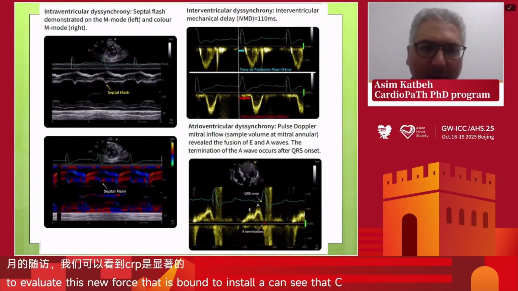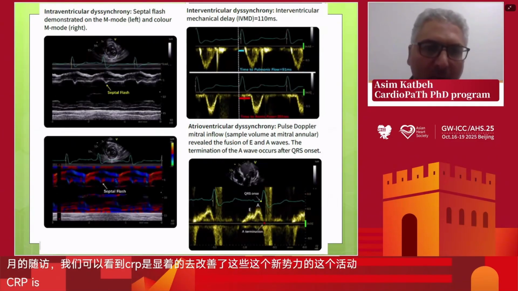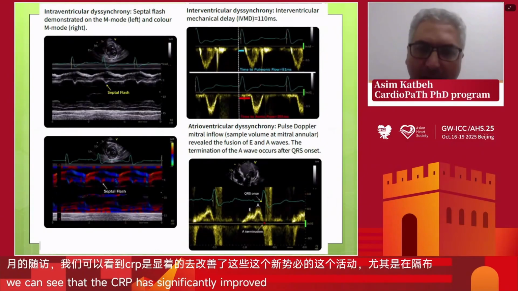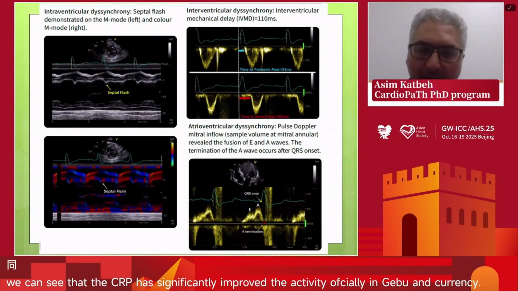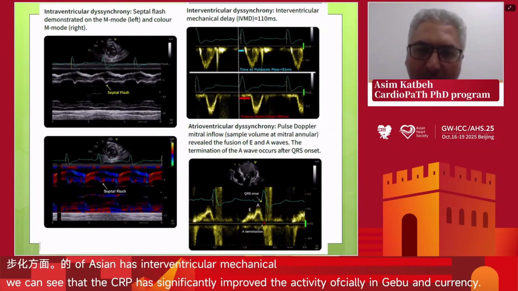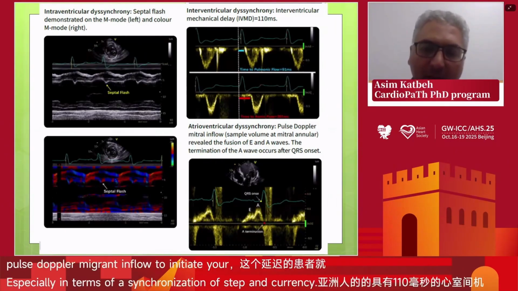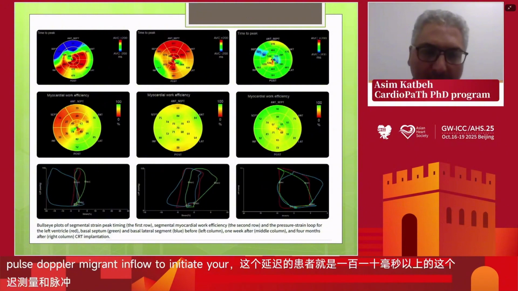This is an example of a patient with left bundle branch block and septal flash, and also the patient has an intraventricular mechanical delay measured at 110 milliseconds, and the pulsed Doppler mitral inflow revealed fusion of the E and A waves, and the termination of the A wave occurs after QRS onset.